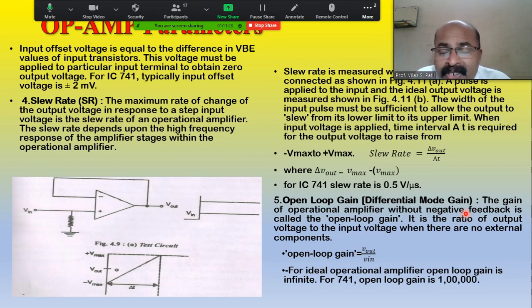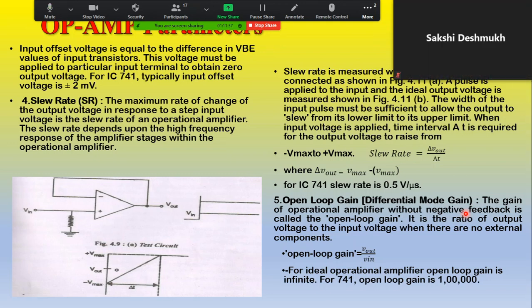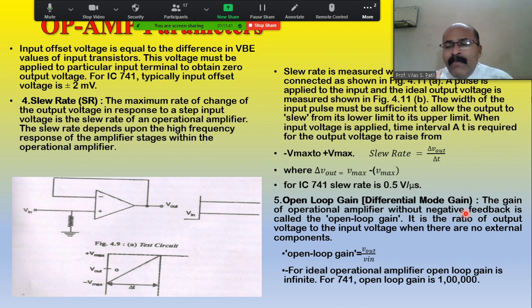The gain of an operational amplifier without negative feedback. Is it with negative feedback? No, without. Speak, Sakshi. Sakshi, is there a problem?